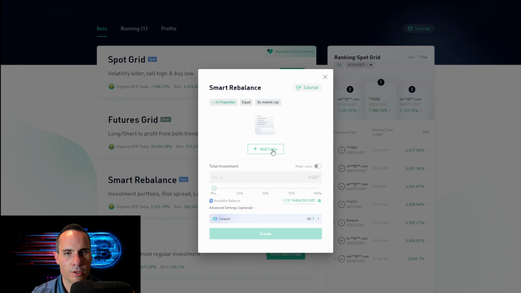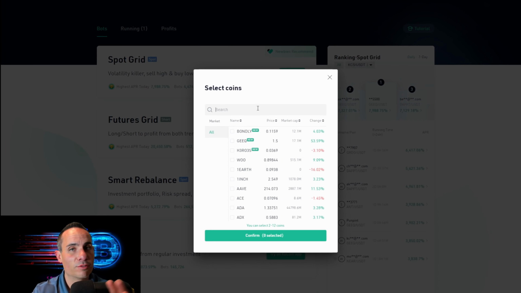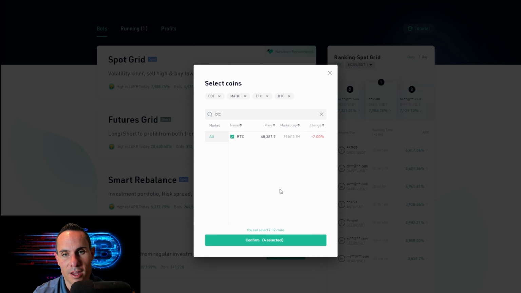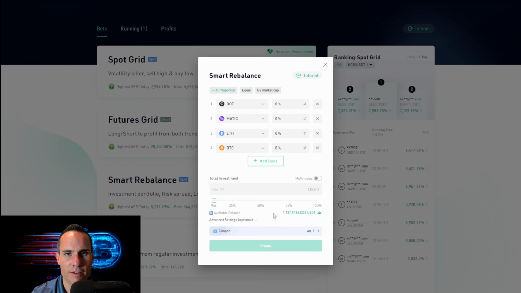Now, the first thing you're going to want to do is add some coins. These are, of course, just my opinions, not financial advice. Use this at your own risk. Now, to start out, I'm going to go with Polkadot, Polygon, Ethereum, and Bitcoin. That's going to be my starters. You can select anywhere between 2 and 12 coins for one of your portfolios. We'll go ahead and confirm once we have those selected.